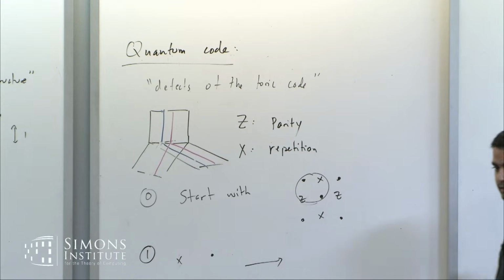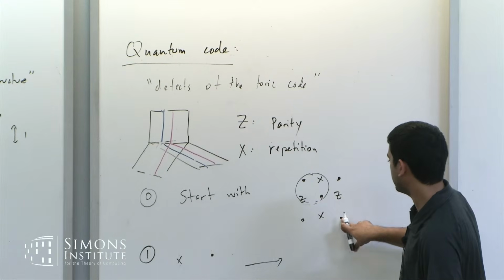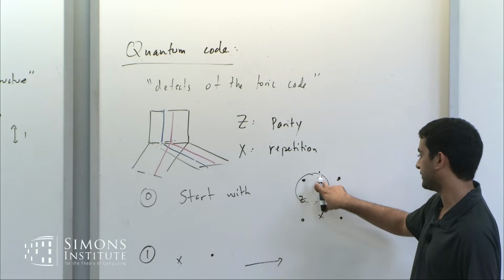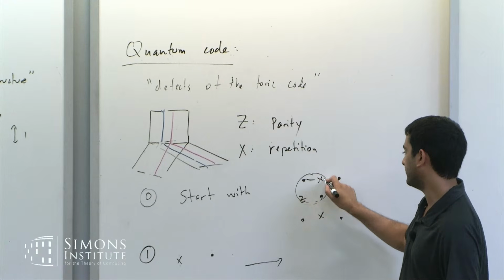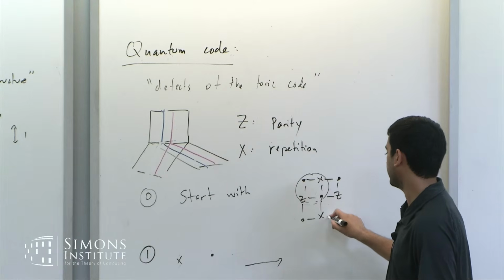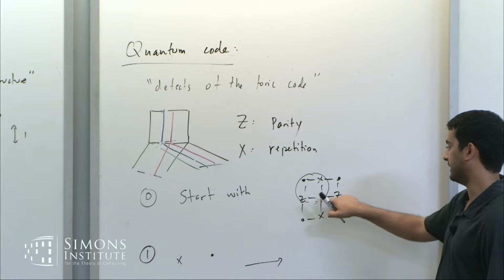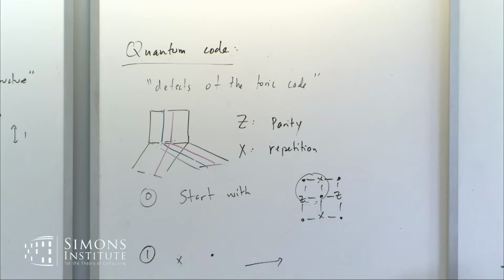Are you asking how to read this diagram? The black vertices are qubits. The x is an x stabilizer. Its support is the black vertices that it's connected to. Sorry, I should draw these lines. And the z are z stabilizers, and their support is the black vertices they're connected to.